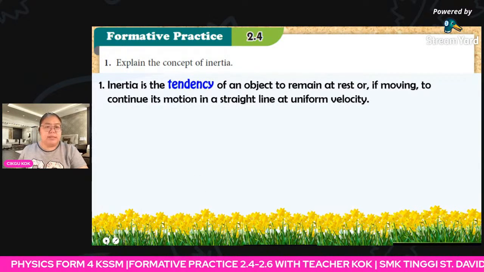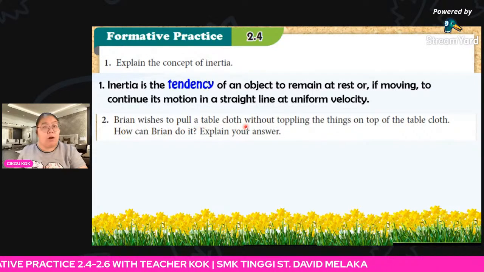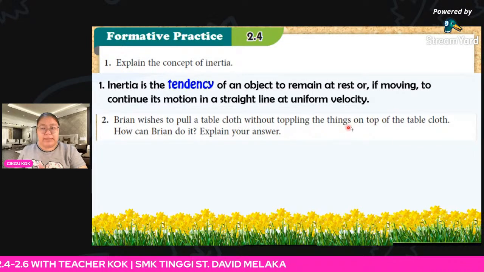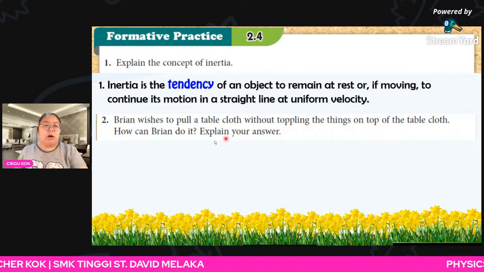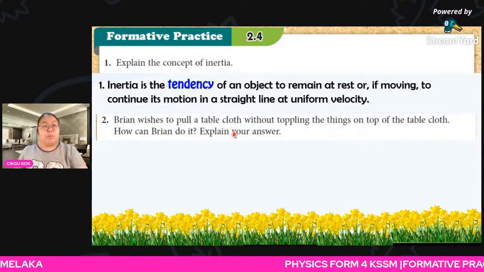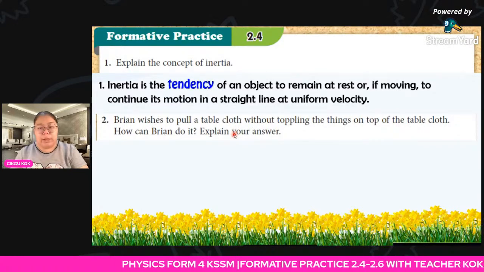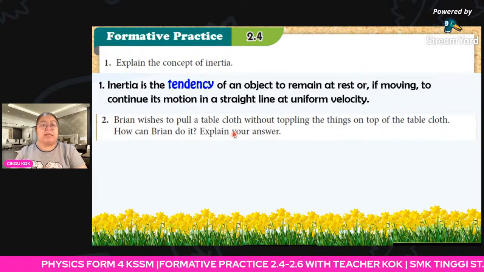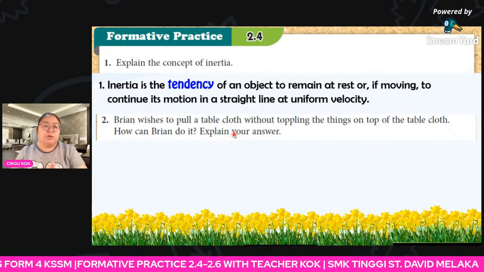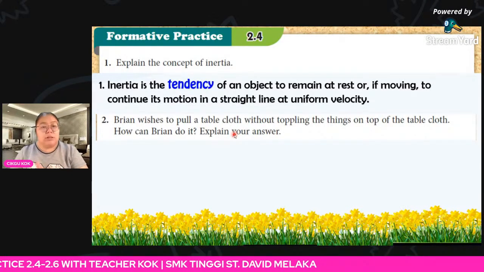Okay, next we see the question. Brian wishes to pull a tablecloth without toppling the things on top of the tablecloth. How can Brian do it? This is talking about pulling the tablecloth with things on the table. So you need to explain to Brian how to pull it and also explain your reason why you need to do it like this.